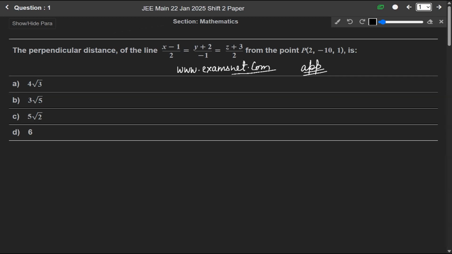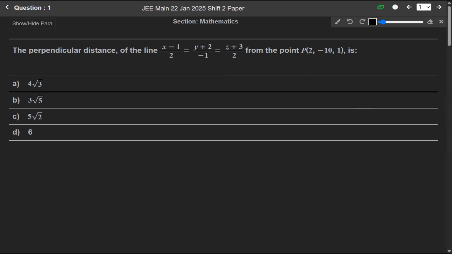So today students, we will be solving JEE Main 2025, 22nd Jan Shift 2 paper. In this particular video, I'll be solving the mathematics part of the paper. So starting with the very first question of this math section, that is question number 1.